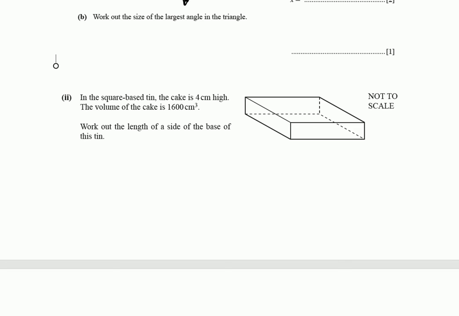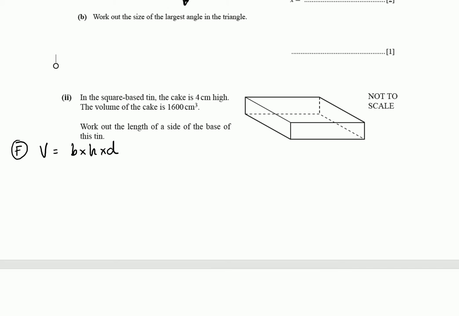Let's have a look at the next problem. In the square-based tin, the cake is 4 centimeters high, the volume of the cake is 1600 cubic centimeters, and I want to work out the length of the side of the base of this tin. Now in this question, we need to start off with whatever rule is most important, whatever formula fits this best. And seeing as we're talking about the volume of a cuboid, that's going to be the volume of a cuboid formula, which is base times height times depth.